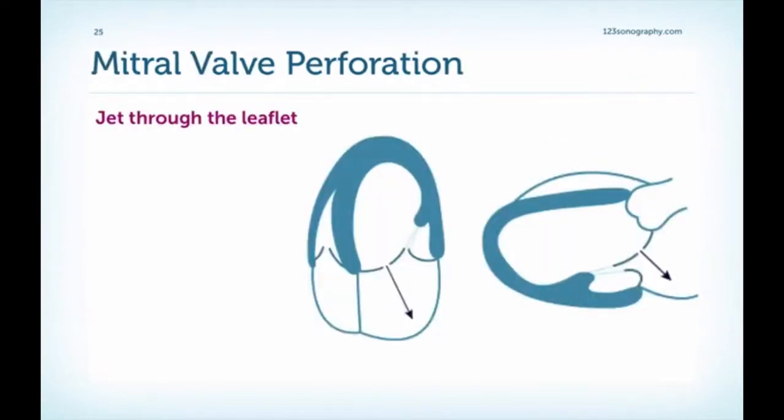A fairly infrequent cause of regurgitation is leaflet perforation. Leaflet perforation usually involves the anterior leaflet, and it is almost always a consequence of endocarditis. What you see is a jet that passes right through the mitral valve and, since the anterior leaflet is usually involved, a more posterior jet direction.